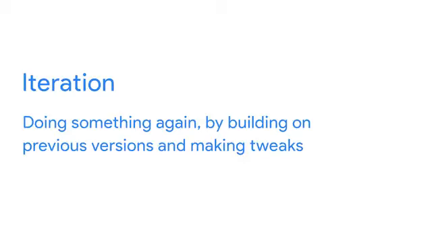It's important to keep in mind that as you go through this process, iteration is key. Iteration means doing something again by building on previous versions and making tweaks. Let's think about an example of user-centered design in the real world.